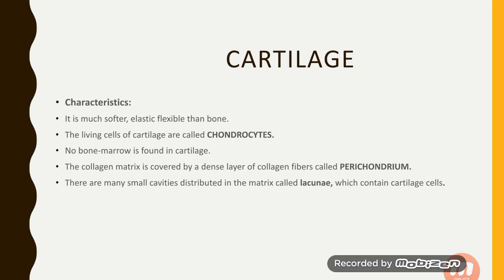The second type of the tissue which comprises the skeleton is cartilage. As I have already told, cartilage is much softer and elastic and flexible than the bone. It is also a type of the connective tissue but less hard.